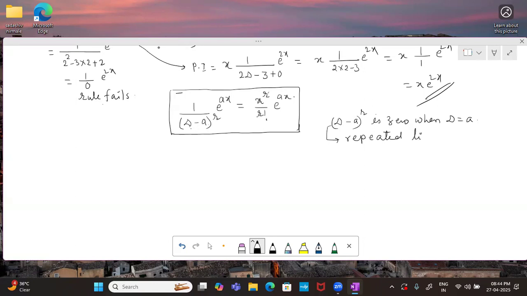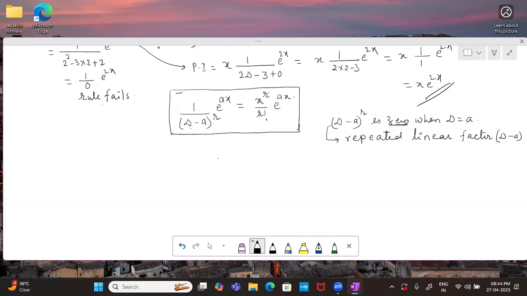Repeated linear factor D minus a. Okay, when it is repeated, when zero factor, we also call this one as zero factor. When this factor is repeated r times, then PI can be obtained by this formula.